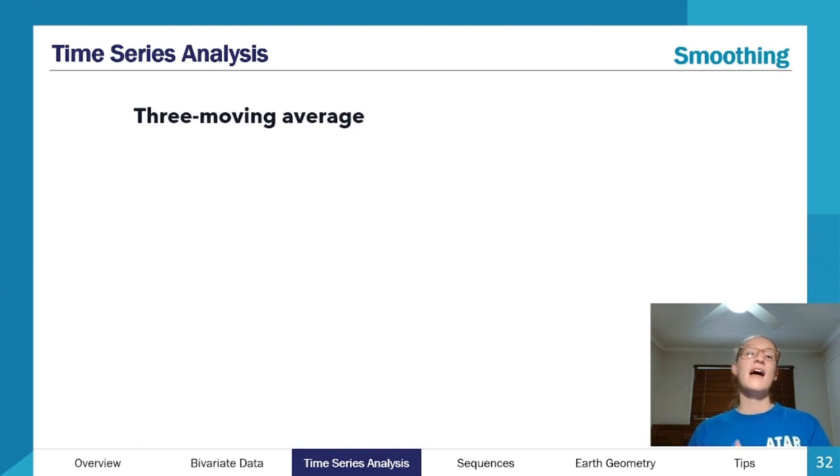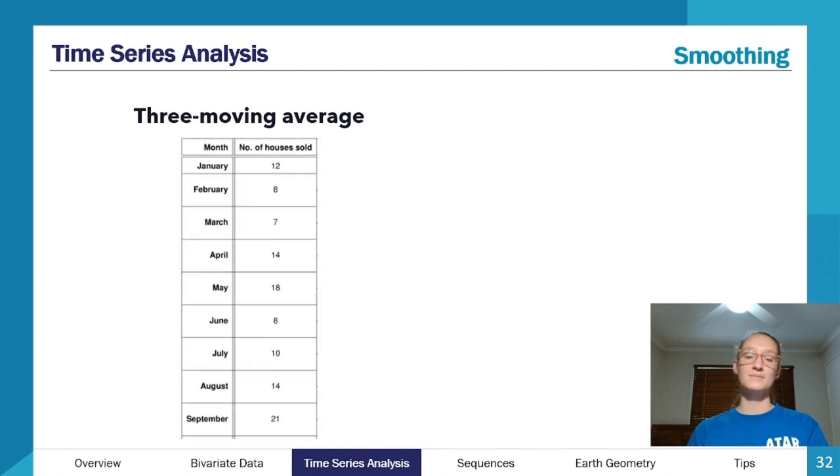For smoothing, we have the 3 moving average and the 5 moving average, also referred to as the 3 moving mean or the 5 moving mean. You're probably familiar with those terms. We can also do the 2 moving mean and the 4 moving mean, but when we do it that way, we need it with centering, which we won't be going into today for the sake of time.